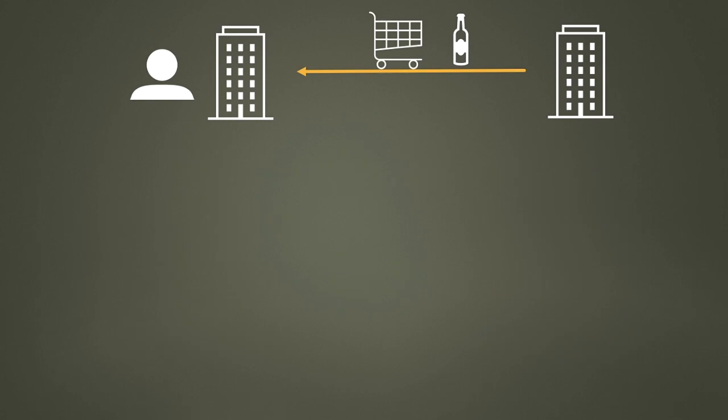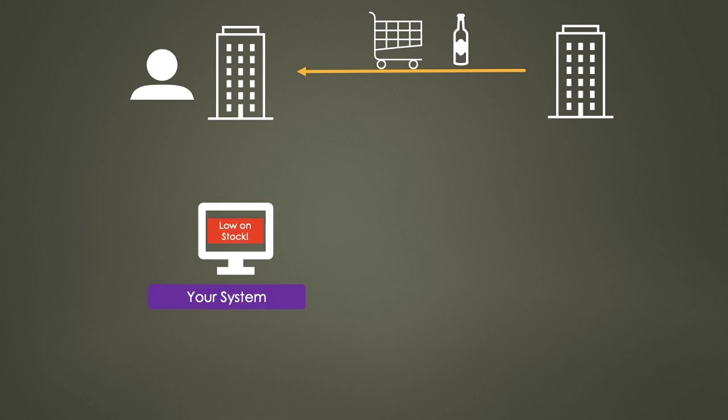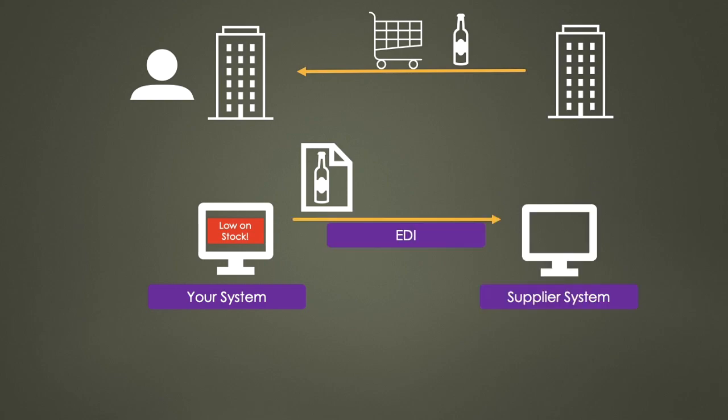With EDI, the process looks similar, except for the big difference that there is no paper as well as no people involved. For instance, your system could recognize that you are low in stock and automatically create a purchase order. This purchase order is sent over the internet in a standardized EDI format to your supplier system. The supplier system processes the order automatically, creates an invoice, and sends back the data via EDI. Now you know what EDI is about.